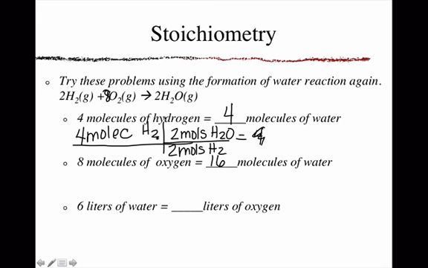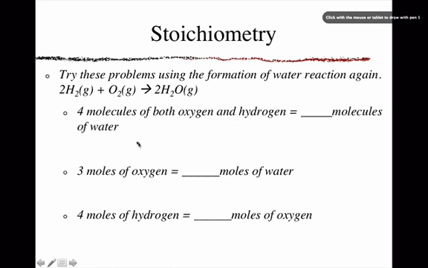So if I had 6 liters of water, I would have half the number of liters of oxygen because that 8 is no longer there. It's back to a 1. So if I made this 6, I would have to make this 3 because the oxygen is always half as much as the water.